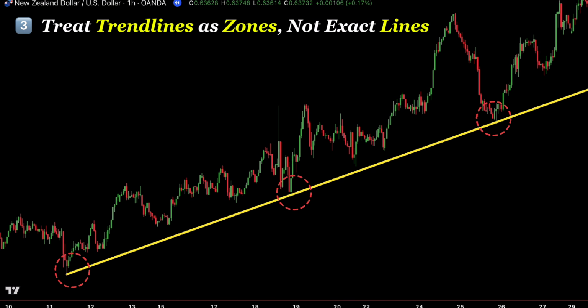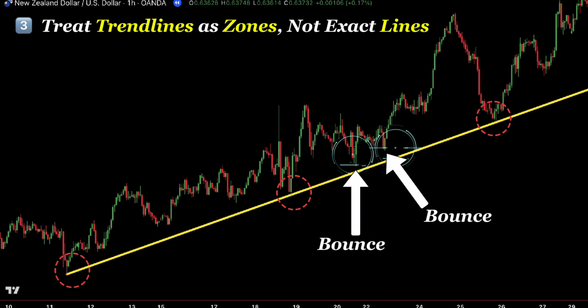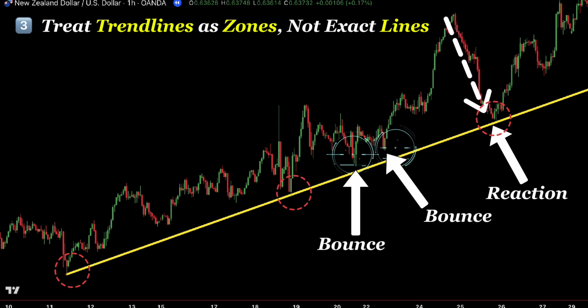In this example, price bounced from the general area of the trend line without touching it exactly. And the same thing happened here. This shows that trend lines represent areas, not exact prices. But as a trader, you should still draw them and remain disciplined. And here, we finally get the perfect reaction. Price retraced, retested the trend line, got rejected, and continued upward. A clean, textbook trend line bounce.